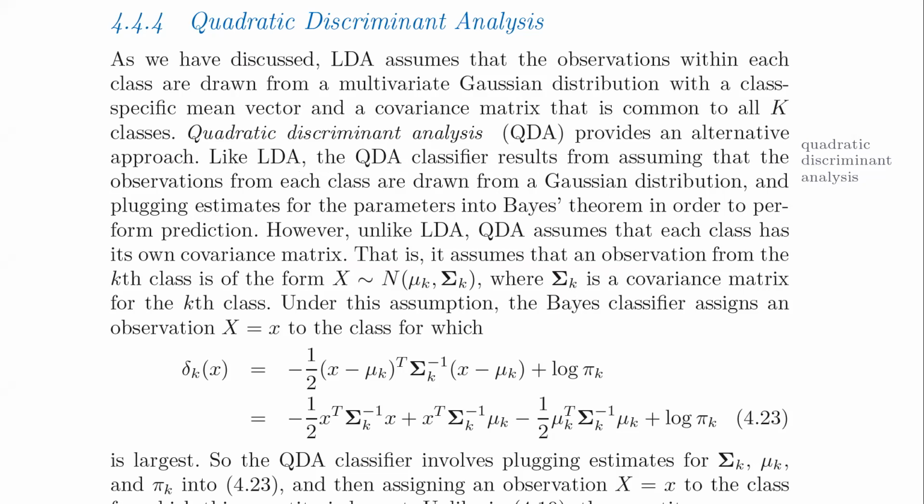Now, where's the difference? Unlike LDA, QDA assumes that each class has its own covariance matrix. So this is a bit more powerful now. That is, it assumes that an observation from the kth class is of the form, and notice the indices, we now have a K not only for the mean, but for the covariance matrix. Don't get too caught up in the details of the covariance matrix. It's just going back to those ellipses that we had earlier.